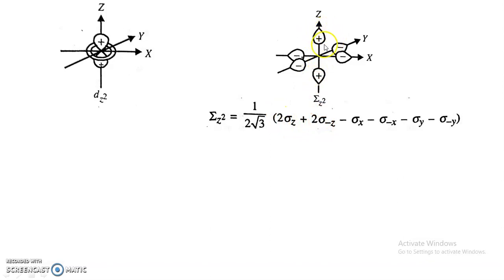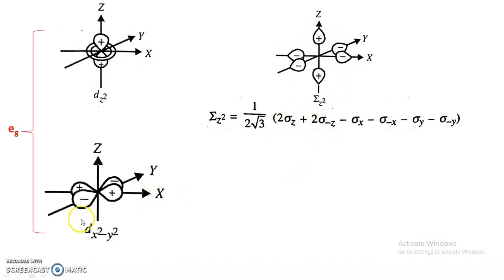Because the size of positive lobe, it is double the size of the negative lobes in order to counterbalance the positive and negative wave functions. So these positive lobes are double, and therefore it is multiplied by 2.